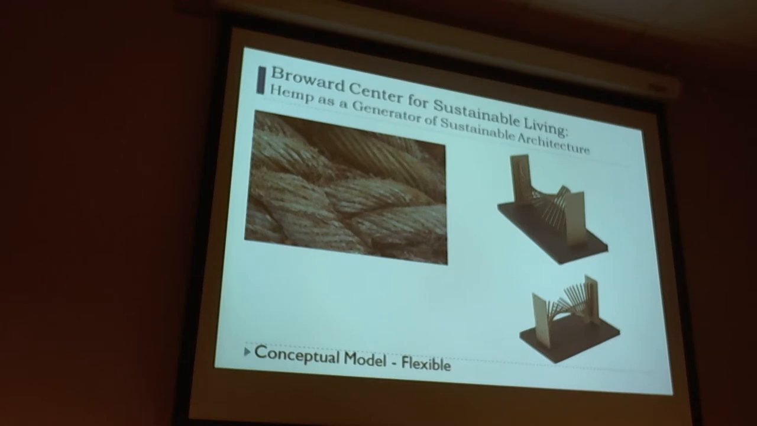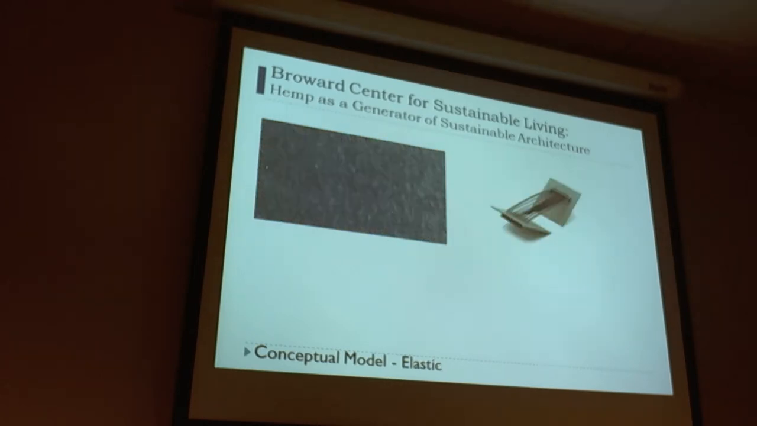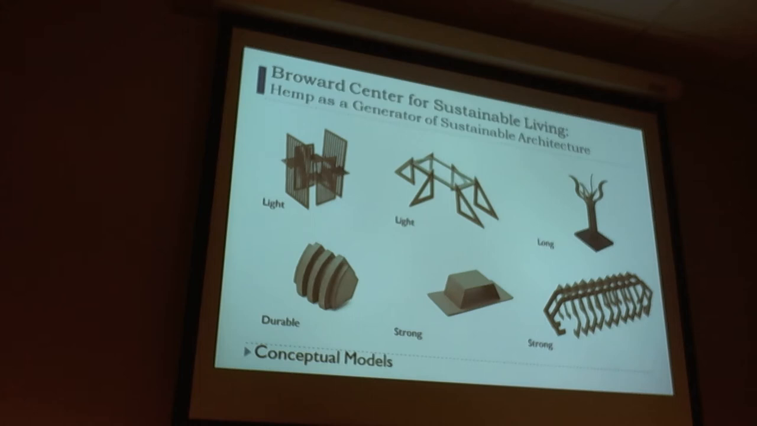Hemp can also be flexible. It's been used to make rope and canvas, so I've created a model to reflect that. Next, we have the elasticity of hemp. Hemp can be used as an elastic material, so I created a conceptual model for that process. And these are some other models that I've created for representing the indirect aspect of hemp. Some that are light, some that are long, the quality of durability, the attribute of it being strong. These are just conceptual models that might be used later on for green development.